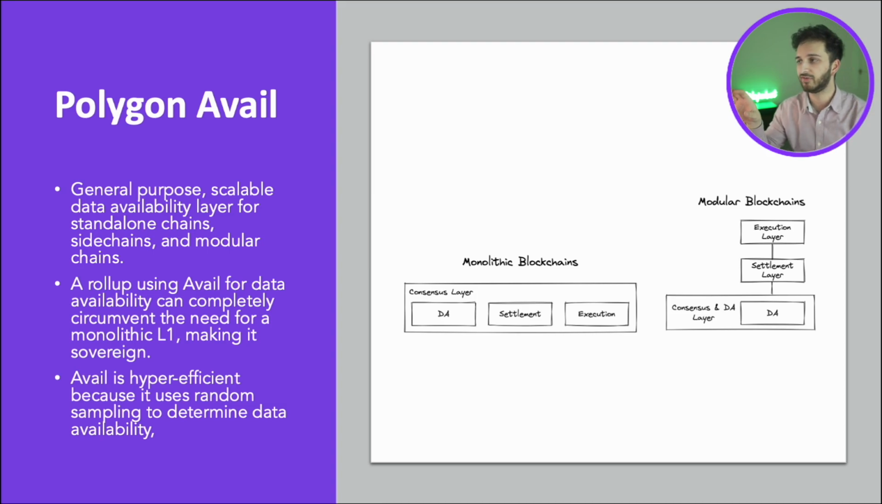And then lastly, we have Polygon Avail. Now, Polygon Avail is not, as far as I'm aware, a ZK rollup or anything like that. Essentially, this is going to be a modular blockchain. Monolithic blockchains are the ones that we're all familiar with: Ethereum, Phantom, Arbitrum, etc. But modular blockchains, essentially, have these 4 main areas: execution, settlement, data availability, and consensus, and instead of focusing on all of them, they focus on one specific area. And that makes it much more efficient.